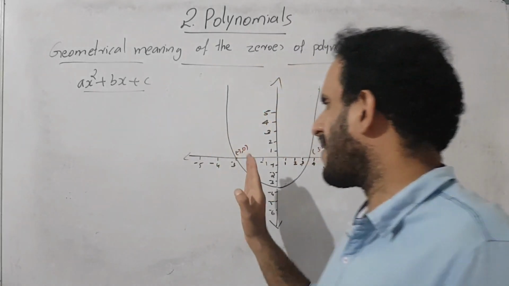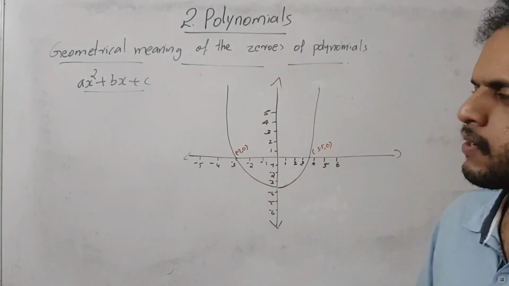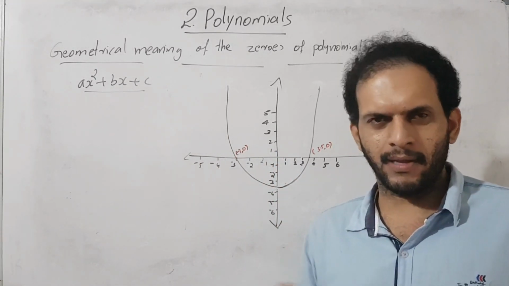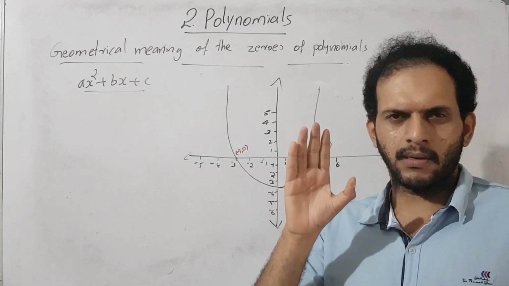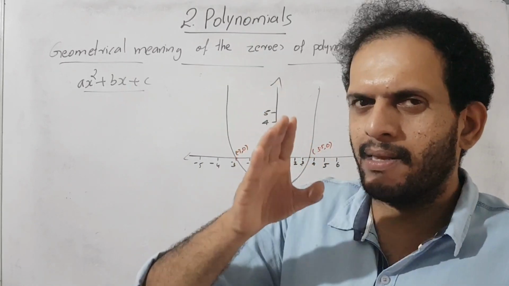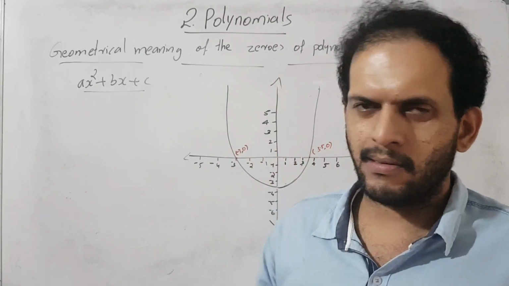Okay, here the graph intersects the x-axis at exactly 2 points. It means this polynomial has 2 zeros. Then how do we find the zeros of the polynomial? We already learned: where the graph intersects the x-axis.